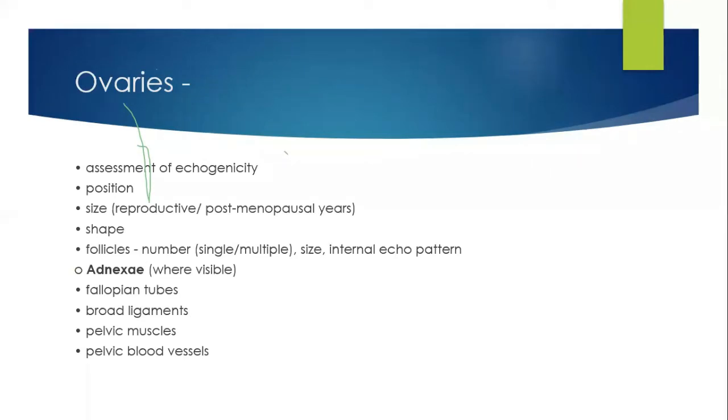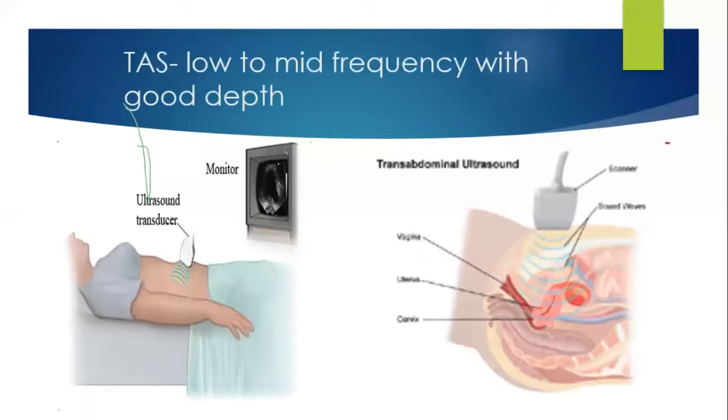Then in the adnexa, we have clearly understood that normal fallopian tubes are not visible unless they are either diseased or there is fluid in the surrounding. Now, how should we begin?